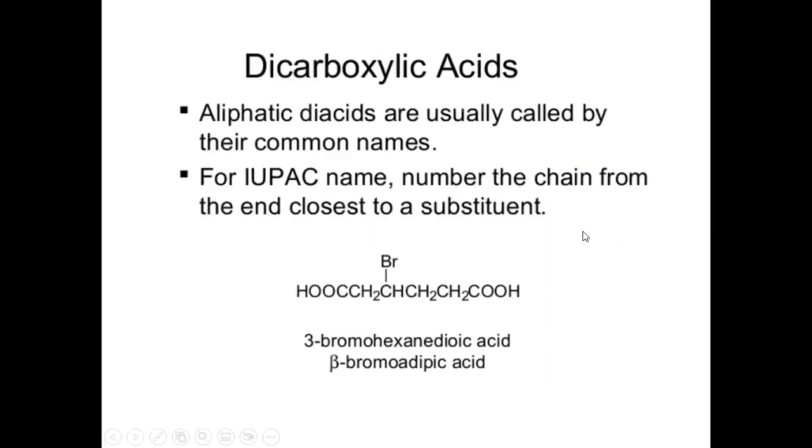Right. So then we look at dicarboxylic acids. Okay, so the aliphatic diacids are usually called by their common names. So for the IUPAC name, number the chain from the end closest to a substituent. So for example, this structure, we call it 3-bromohexanedioic acid or beta-bromoadipic acid. Right.